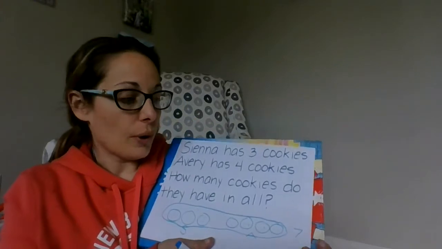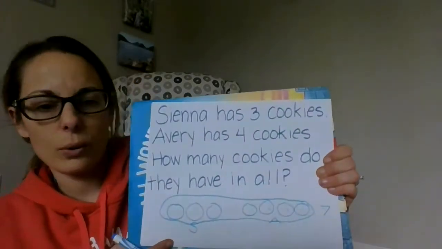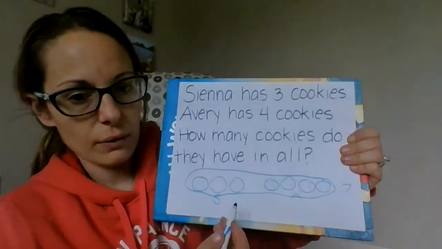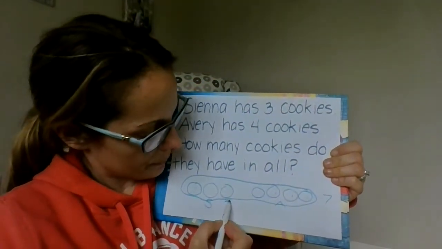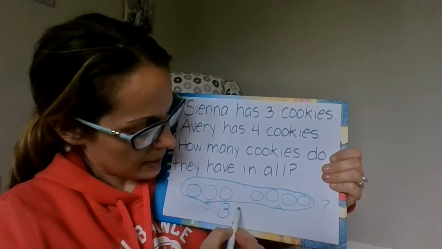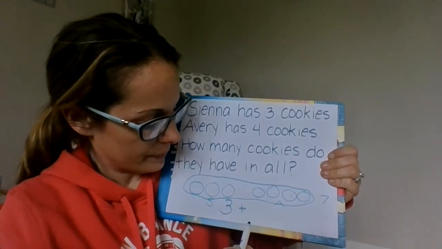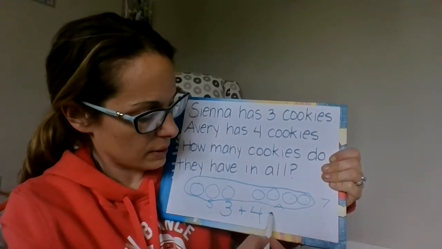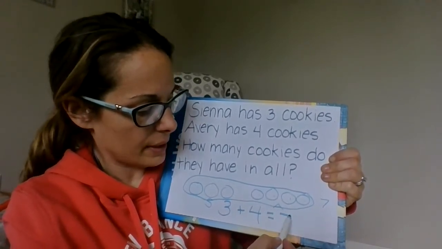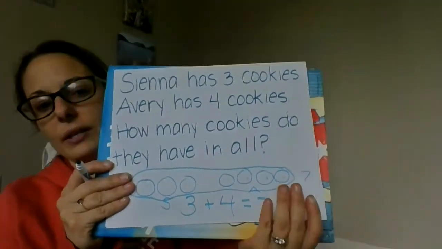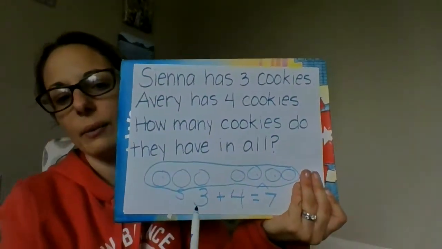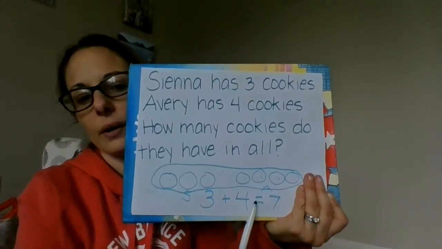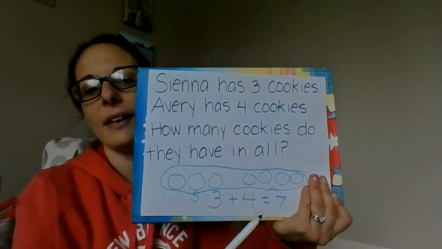And now I'm going to draw the math equation for you. I'm going to write out that math sentence with numbers. So first I'm going to write how many were in Sienna's group. 3. And then I'm going to make a plus sign. And I'm going to put a 4 for Avery's cookies. And all together is 7. So let's read this math problem all together. Read it with me. 3 plus 4 equals 7.